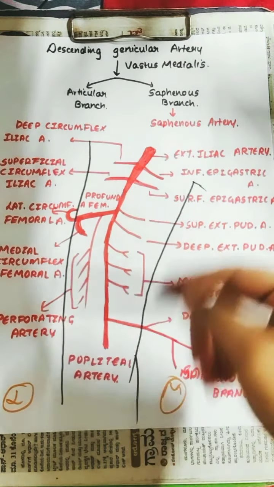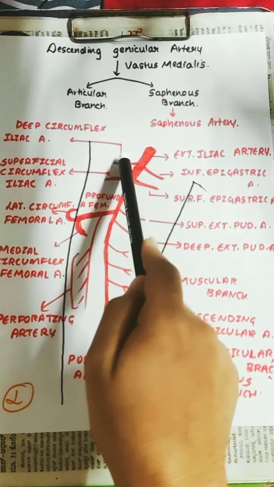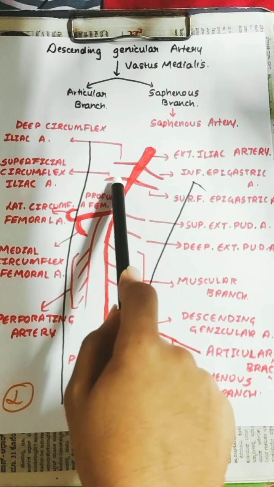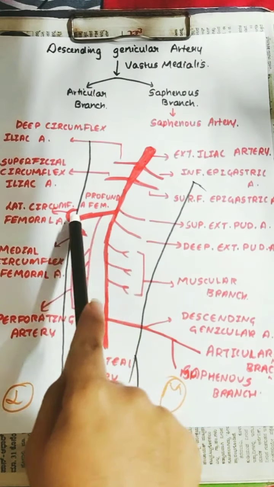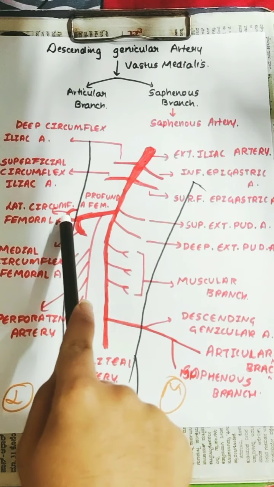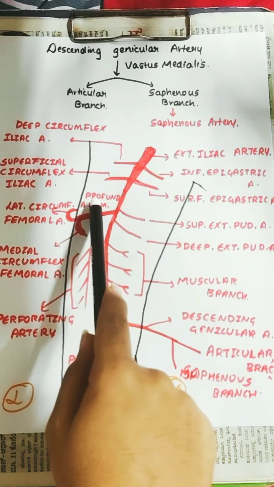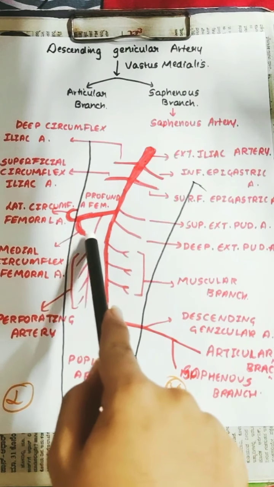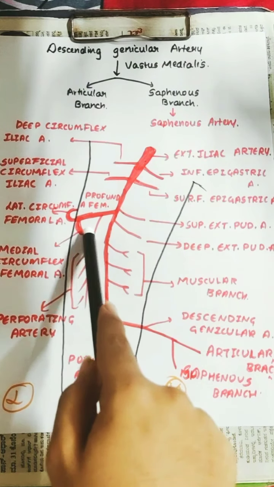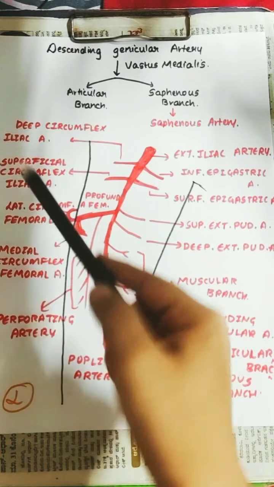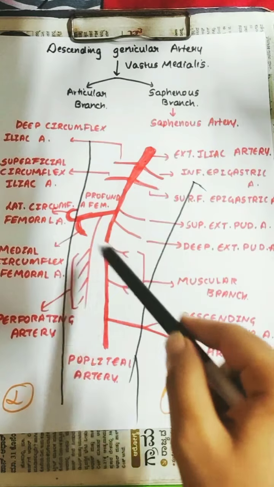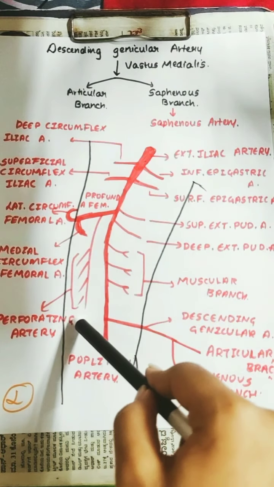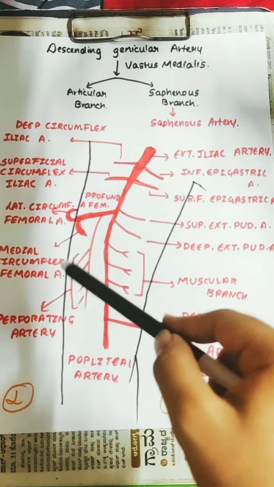On the lateral side, you can see there is a deep circumflex iliac artery, superficial circumflex iliac artery, then continues as the profunda femoral artery. Profunda femoral artery is giving branch to lateral circumflex femoral artery as well as medial circumflex femoral artery. Lateral circumflex femoral artery supplies the lateral aspects of the thigh. Medial circumflex femoral artery supplies the medial aspects of the thigh. It also gives off some perforating branches.